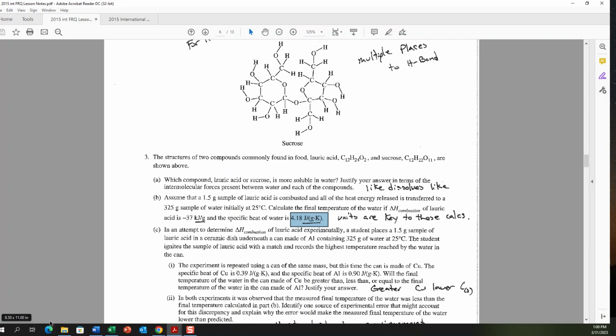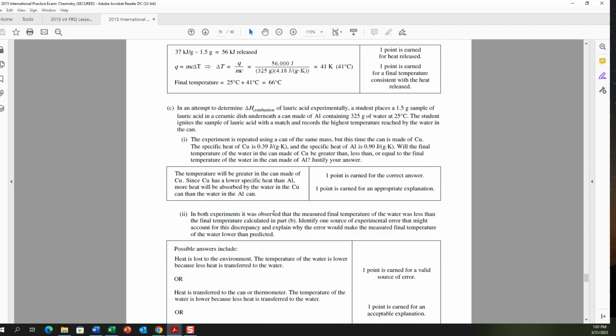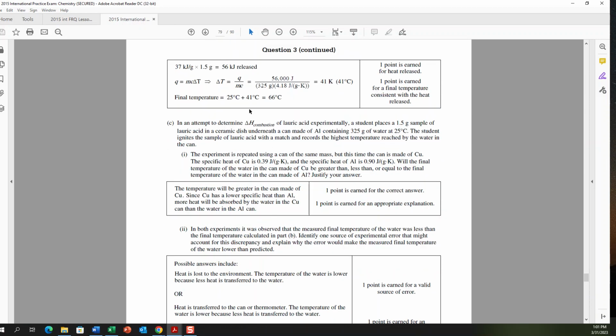And I would calculate the change in temperature, and whatever that value came out to be, I would add it to the initial temperature, and that would give me my final temperature. All right. So let's see what they did here. Yeah, they did the same thing I suggested. So we get 56 kilojoules of energy because we did 1.5 grams times 37 kilojoules per gram. Grams cancel out, that gives us kilojoules. Times 1,000, that's where that 56,000 joules comes in.